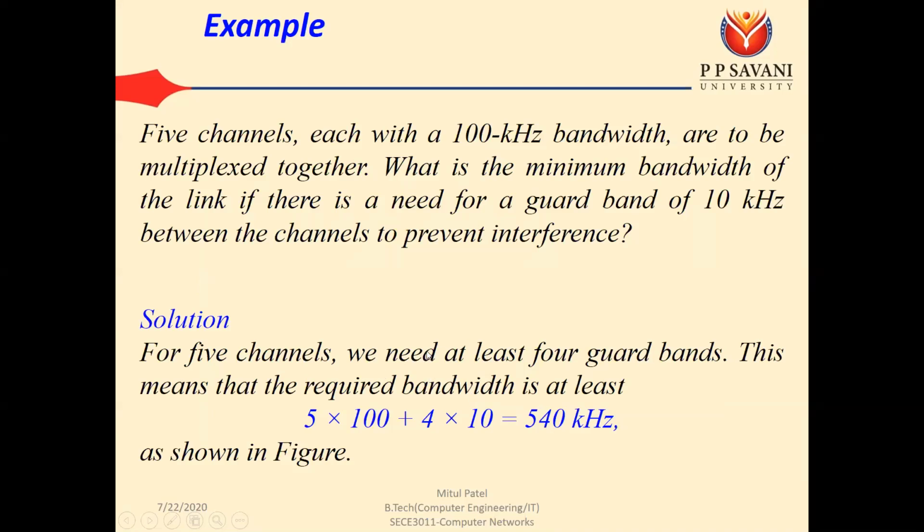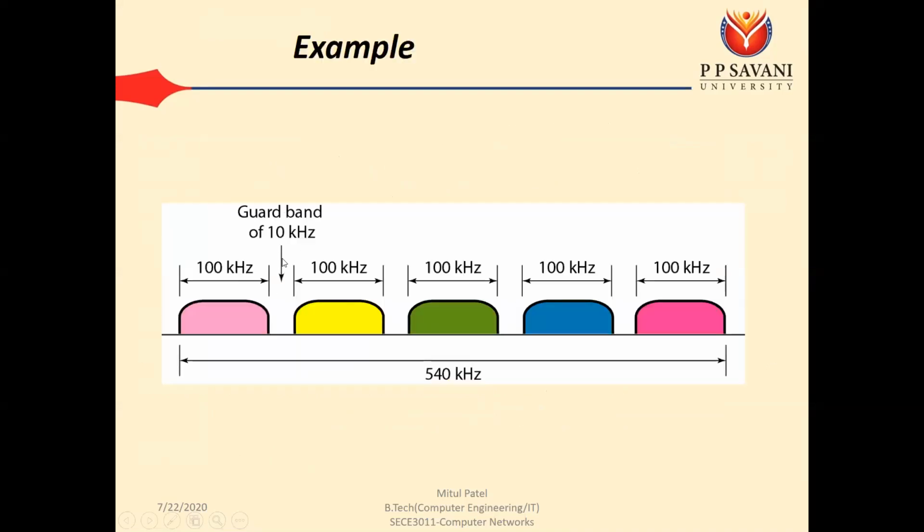Then in this example, if you have five channels each of 100 kilohertz, the total bandwidth requirement is 500 kilohertz, plus we require four guard bands of 10 kilohertz. So the total bandwidth requirement is 540 kilohertz. If you want to implement FDM with five channels, each of 100 kilohertz, and 10 kilohertz guard bands, then we require 540 kilohertz total bandwidth.